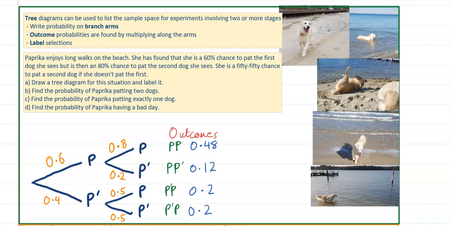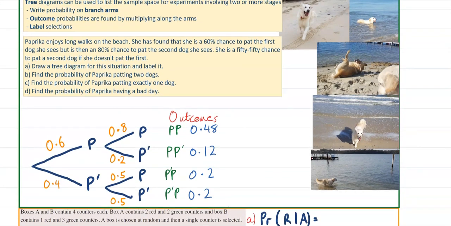Paprika enjoys long walks on the beach. She's found that she is 60% chance to pat the first dog she sees, but is then an 80% chance to pat the second dog she sees. She's a 50-50 chance to pat a second dog if she doesn't pat the first. Draw a tree diagram for this situation and label it.